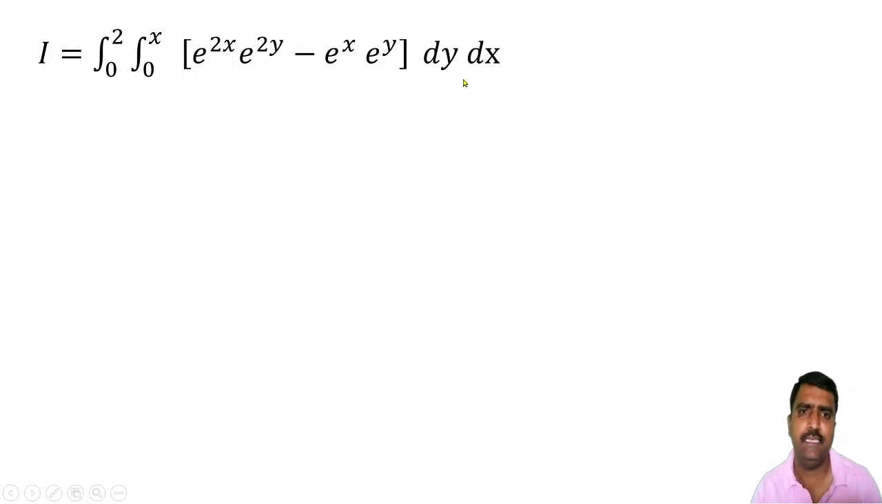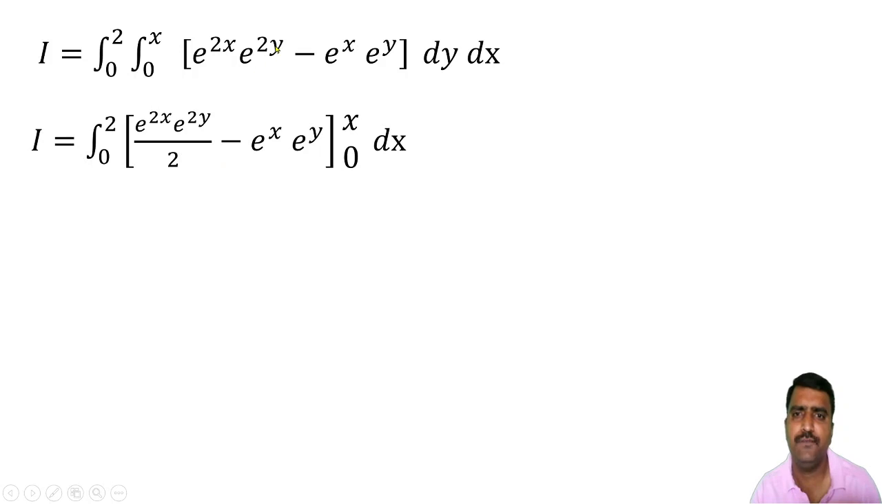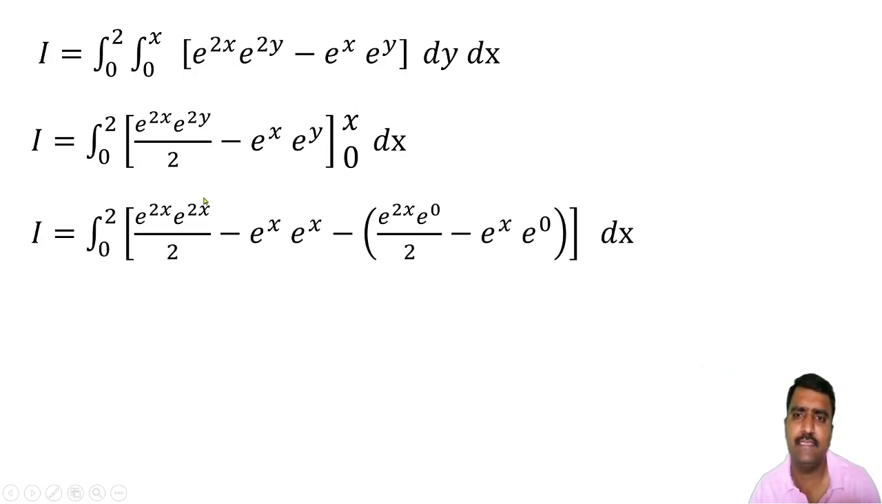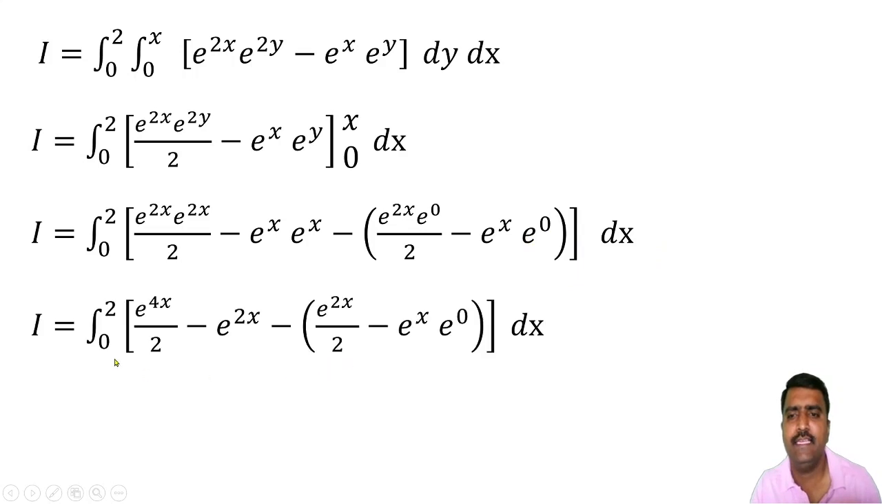Next integration is with respect to y. Integration of e to the power of 2y is e to the power of 2y by 2, minus e to the x into the integration of e to the y, which is e to the y, with limit 0 to x, dx. Apply the limit. Put y is equal to x: it is e to the 2x into e to the 2x by 2, minus e to the x into e to the x. Lower limit is 0, put y is 0 here: e to the 2x into e to the 0 by 2, minus e to the x into e to the 0, dx. Again, integration from 0 to 2.